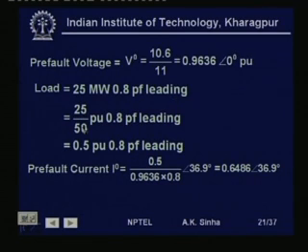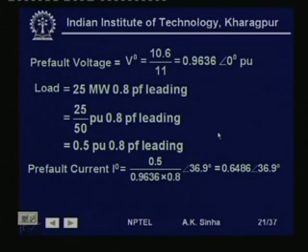Now, the load is given as 25 megawatt, 0.8 power factor. This is equal to 25 by 50, or 0.5 per unit at 0.8 power factor leading, sorry, it should be leading. So, the pre-fault current, that is the load current, is equal to how much? This is what we say is I 0, the pre-fault current. This current is the power, 0.5, divided by the voltage, 0.9636, into 0.8 which is the power factor, and the angle is plus 36.9 degrees. This is 0.8 power factor leading, so the angle is positive and the current will be leading the voltage. So, the current comes out to be 0.6486 angle 36.9 degrees.